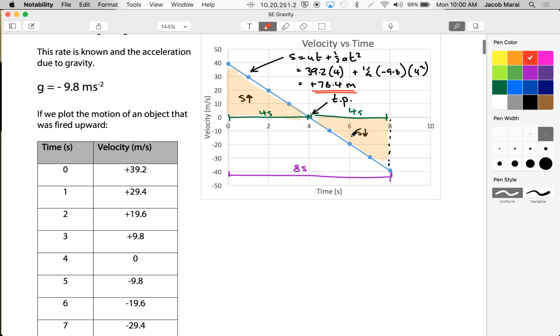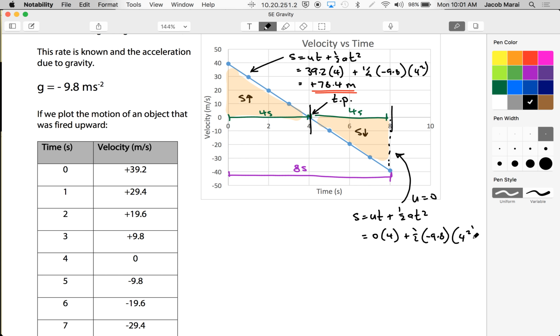We could also check this bottom part. We could use the same equation. I could set it at here. If I just said, let's split this into one new scenario, let's set u equal to 0. Let's look at the falling half. Let's go S equals ut plus a half at squared, same equation. But now we would go 0 by 4 plus a half of negative 9.8 by 4 squared, and we would get negative 78.4. So what's u again? U is the initial velocity.